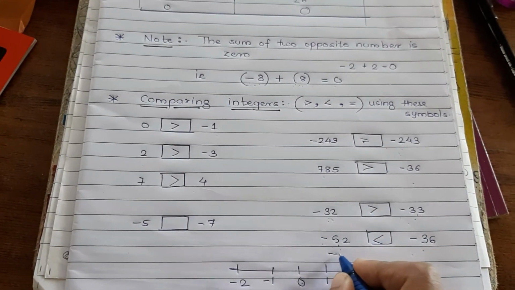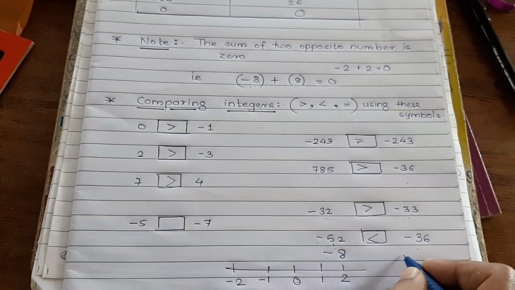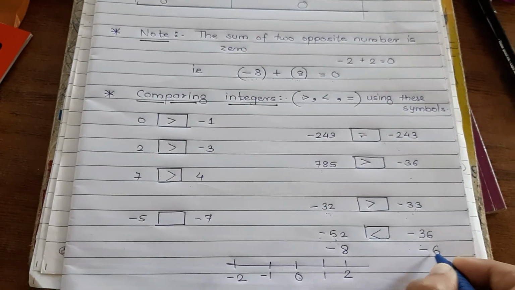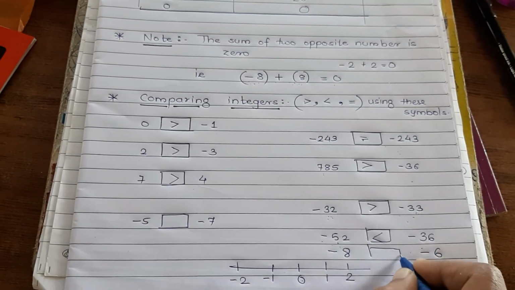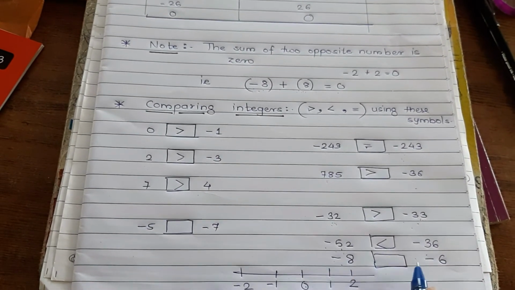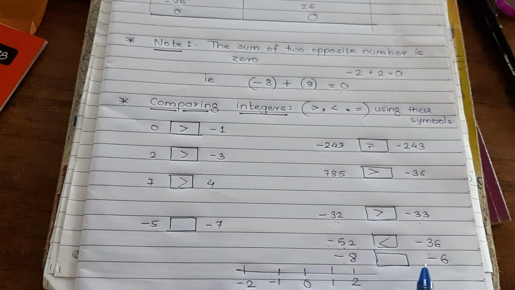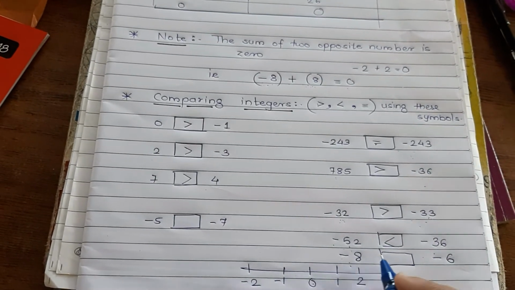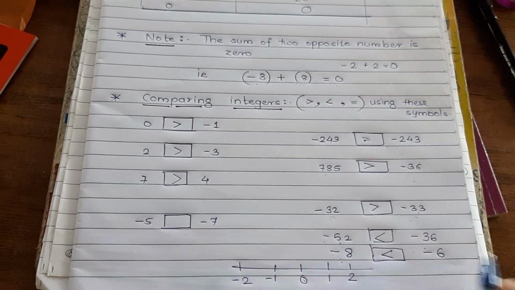I'll give you one more example. Minus 8 and minus 6. Can you tell me which is the bigger one? Minus 8. Now see, both have minus signs. So the one which seems to be bigger is actually not bigger. Minus 6 will be bigger.